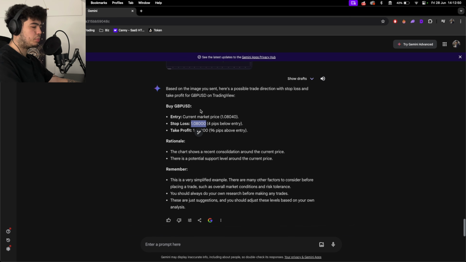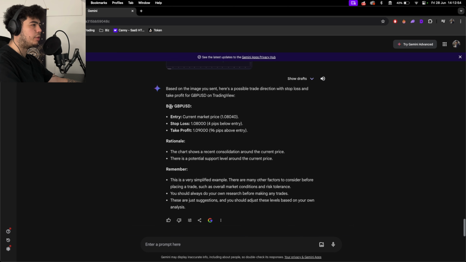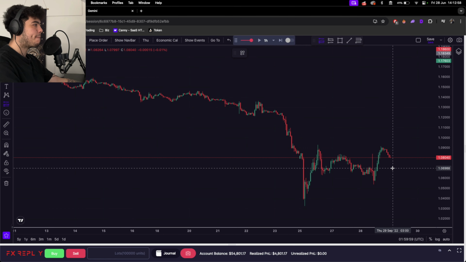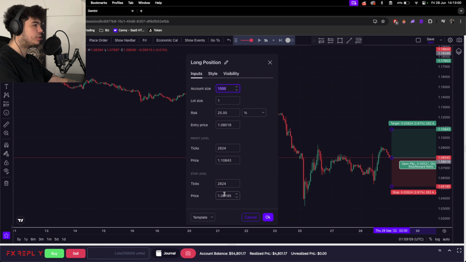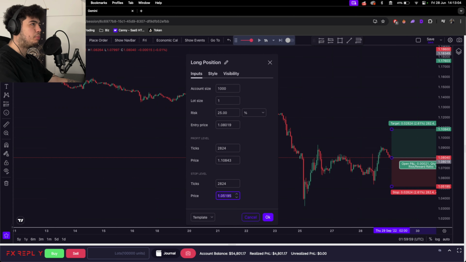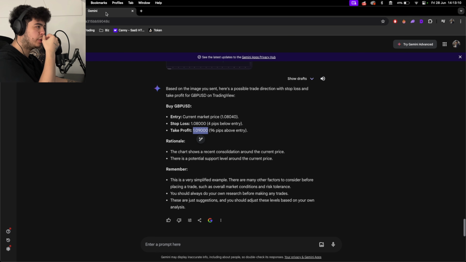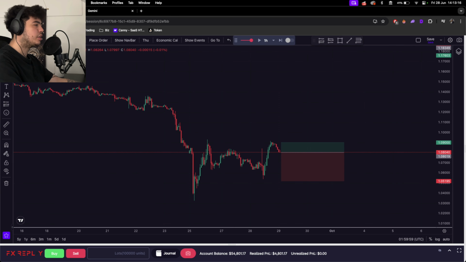So here we go. So I assume we're going in for a buy at the current market price. Stop loss is here, and the take profit is at 1.09. So it's actually going in for a really interesting one. It's saying it's 4 pips away, but that's just not the case.